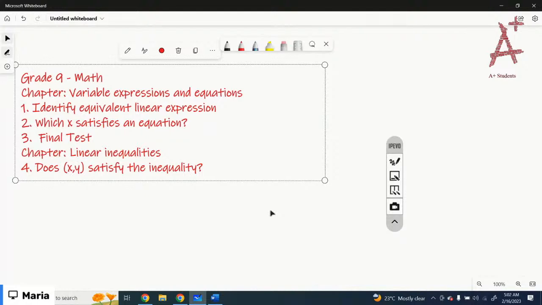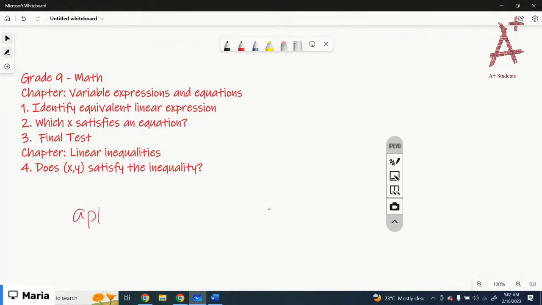So we're going to start with grade 9 maths. You can find all the lessons on aplusstudents.com. You have to log in there using your email address and password as provided by the administrator. Then you have to select math from the subject tab. Scroll down to grade 9 maths and then click on view all lessons.